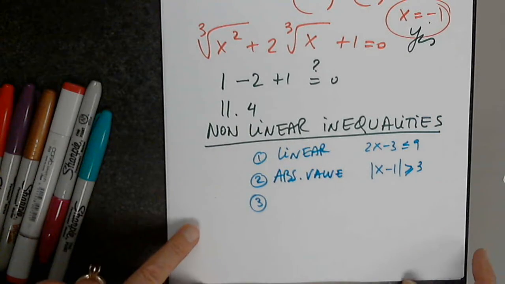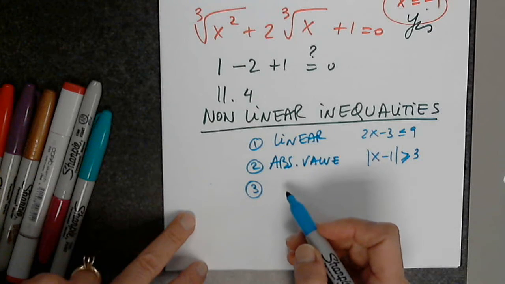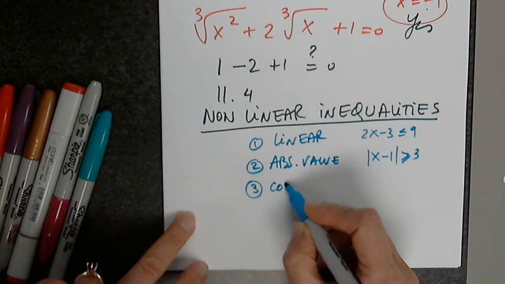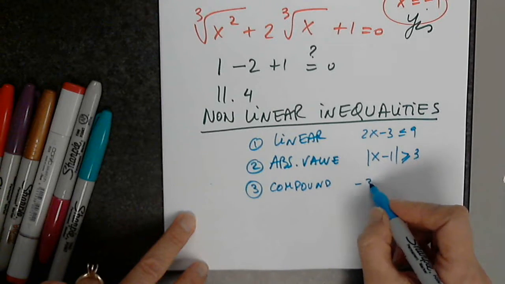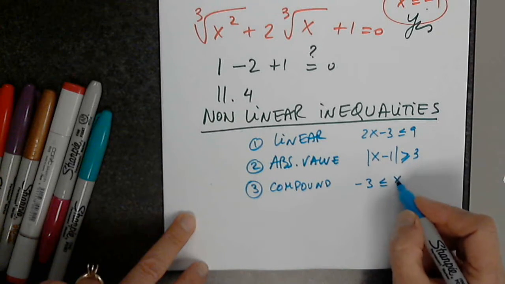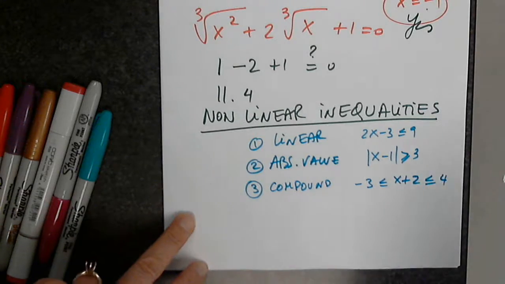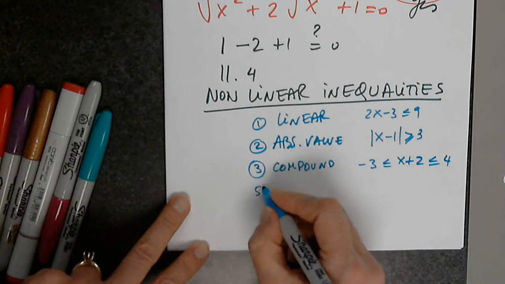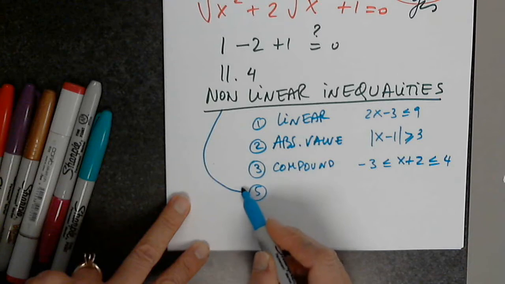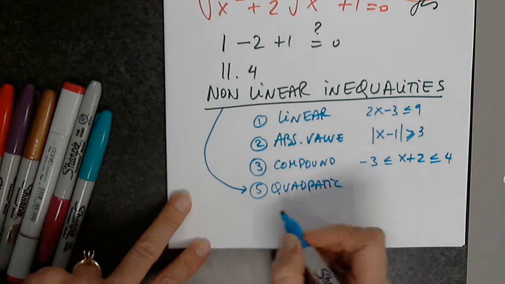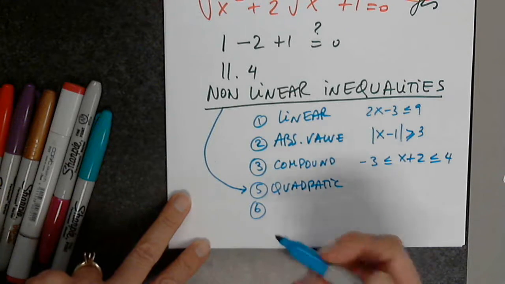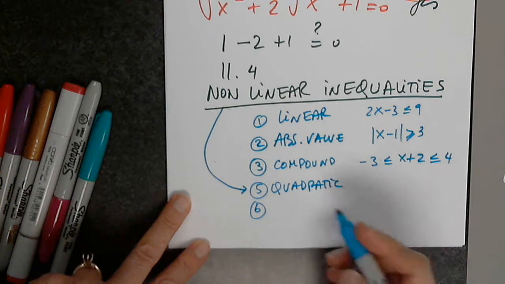Absolute value inequalities. Then we also looked at compound inequalities. For example, negative 3 less than or equal to x plus 2 less than or equal to 4. And here's the fifth one. Quadratic. And sixth one, polynomial, higher degree than just quadratic.